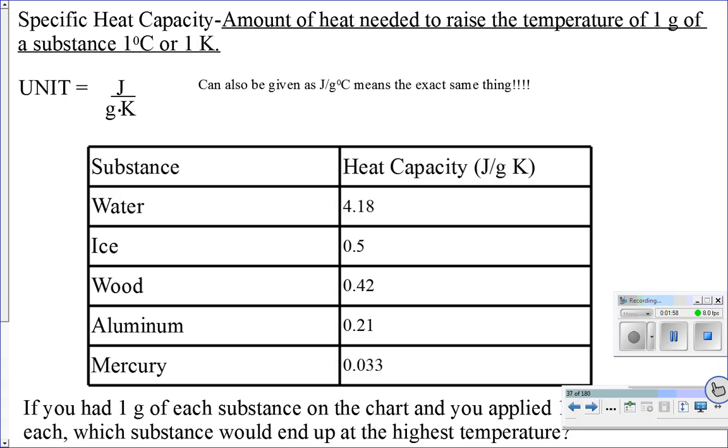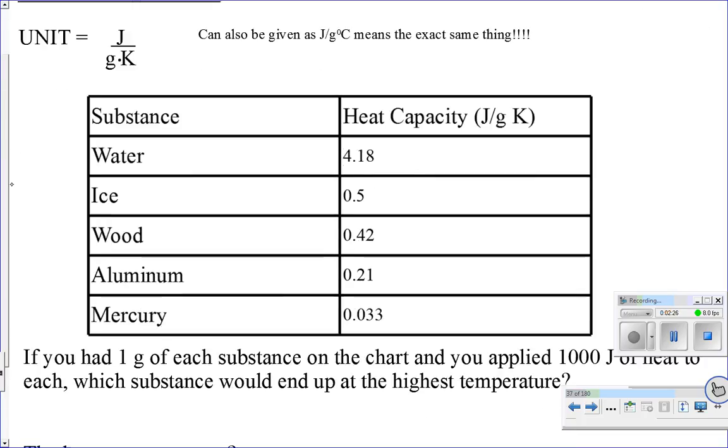We're going to use specific heat capacity, which is the amount of heat needed to raise 1 gram of a substance 1 degree Celsius or 1 degree Kelvin. Keep in mind that changing temperature by 1 degree in either of these units is an equivalent amount of energy. So whether we're talking about joules per gram degree Celsius or joules per gram degree Kelvin, the math isn't any different. There's no conversion that needs to be done.